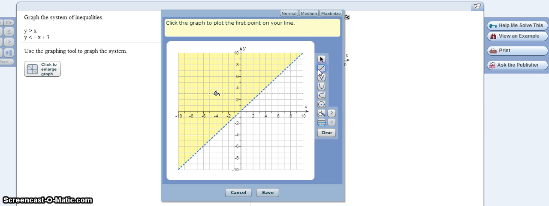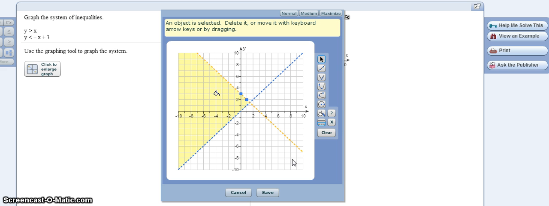So I'm going to grab my line tool again, and this time I'm going to graph the second inequality. So that has a y-intercept of 3, and it has a slope of -1. So it's going to go down 1 and to the right 1. So there's my second line. Well, this one wants to be shaded on the less than end. Well, the less than end would be everything below this yellow line that you see here.